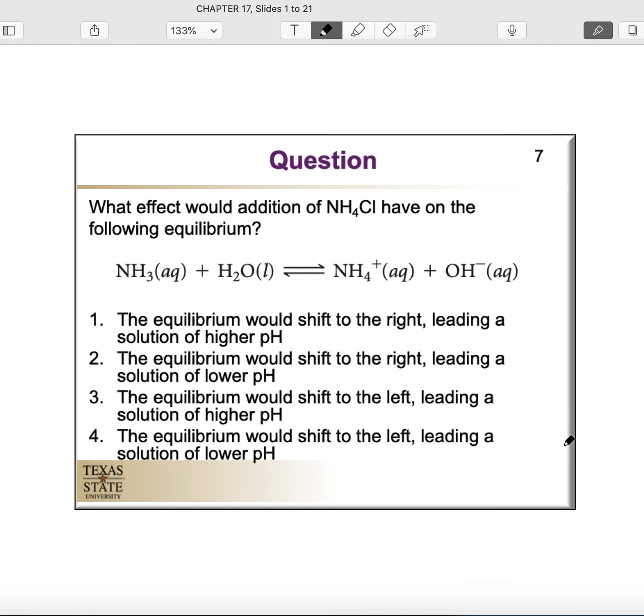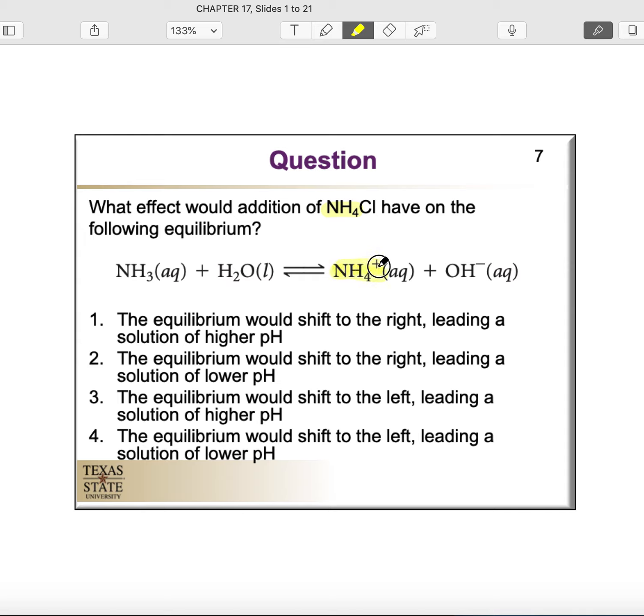All right, so question. What effect would addition of ammonium chloride have on the following equilibrium? We have an equilibrium process of ammonia in water. The ammonia is a weak base and therefore is going to be accepting a proton to form the ammonium ion. And in that process, the water donates the proton, now becoming hydroxide ion. So the question is, what effect is this strong electrolyte, this salt, going to have on this equilibrium? Of course, we can immediately see that the common ion we have here is the ammonium ion, right?